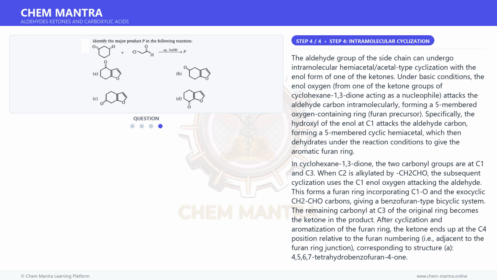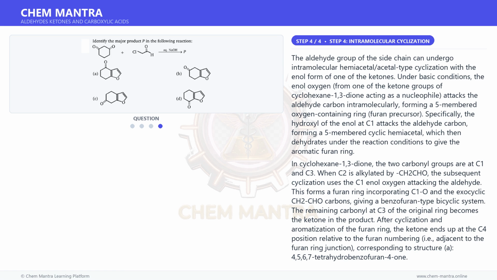And for the final step, the aldehyde group of the side chain can undergo an intramolecular hemiacetal-type cyclization with the enol form of one of the ketones. Under basic conditions, the enol oxygen from one of the ketone groups of cyclohexane-1,3-dione, acting as a nucleophile, attacks the aldehyde carbon intramolecularly, forming a 5-membered oxygen-containing ring, a furan precursor.